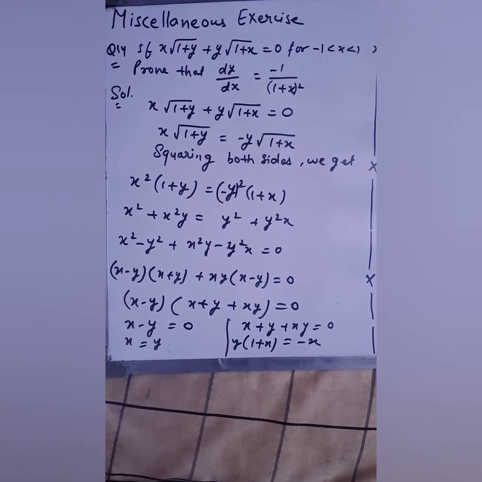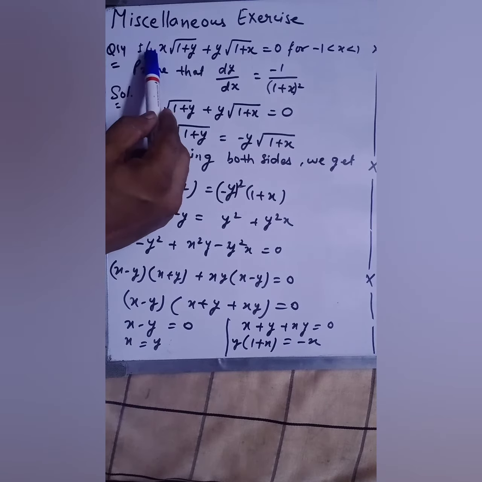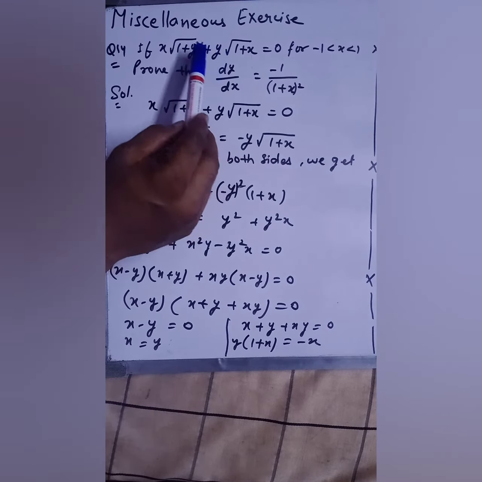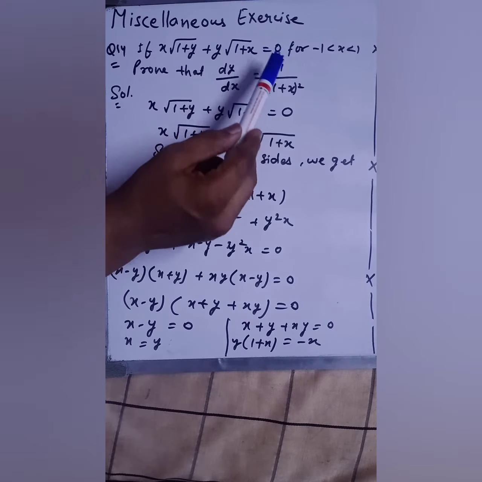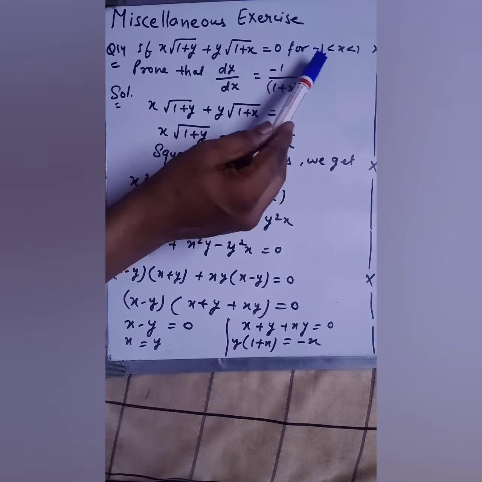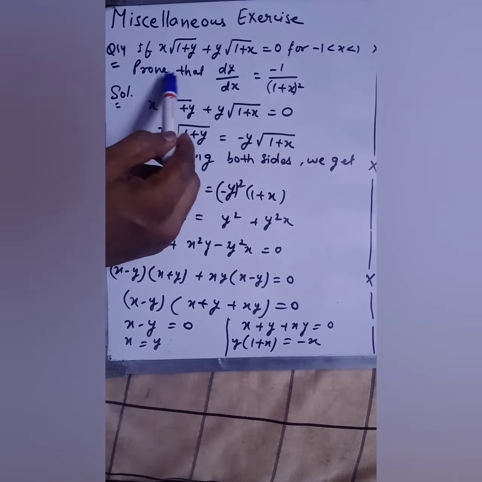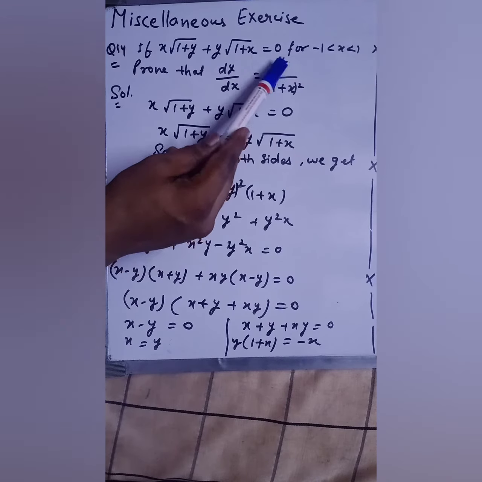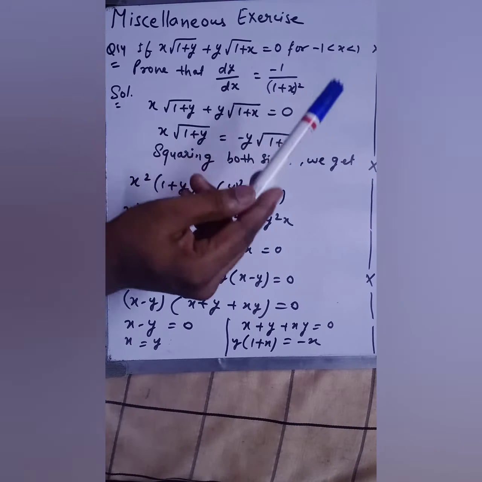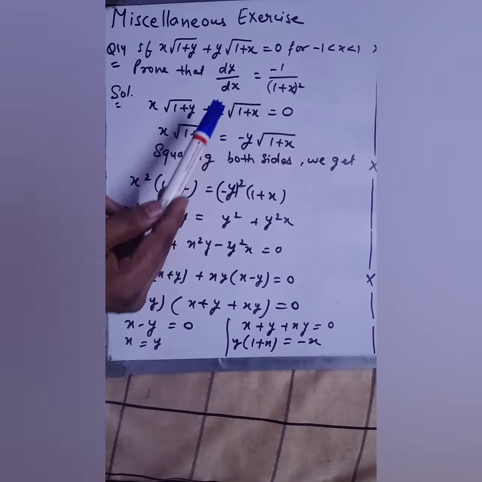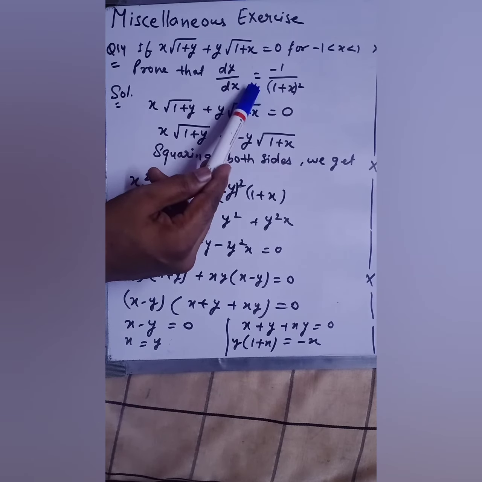Okay, so here we are going to solve question number 14. This question is a little bit tough as compared to other questions, so I'm solving this question here. In question number 14, if x√(1+y) + y√(1+x) = 0, with the condition that x is more than -1 and less than 1, we have to prove that dy/dx = -1/(1+x)². Okay, so this is what we have to prove in this question.